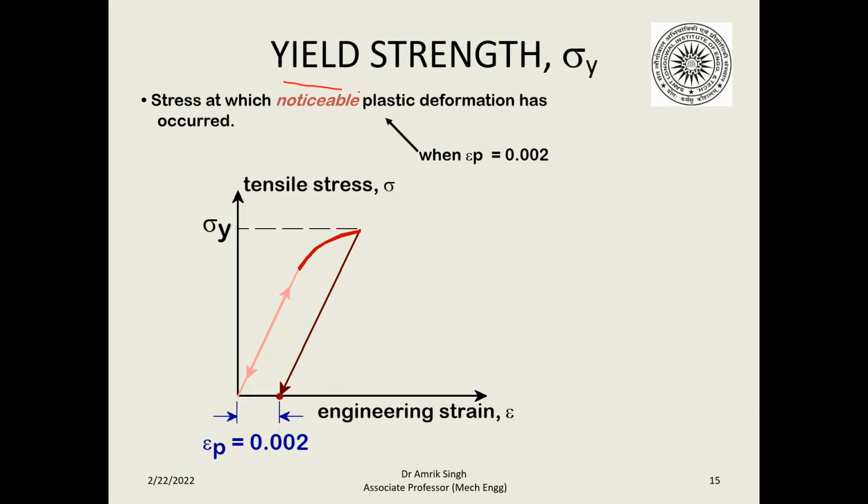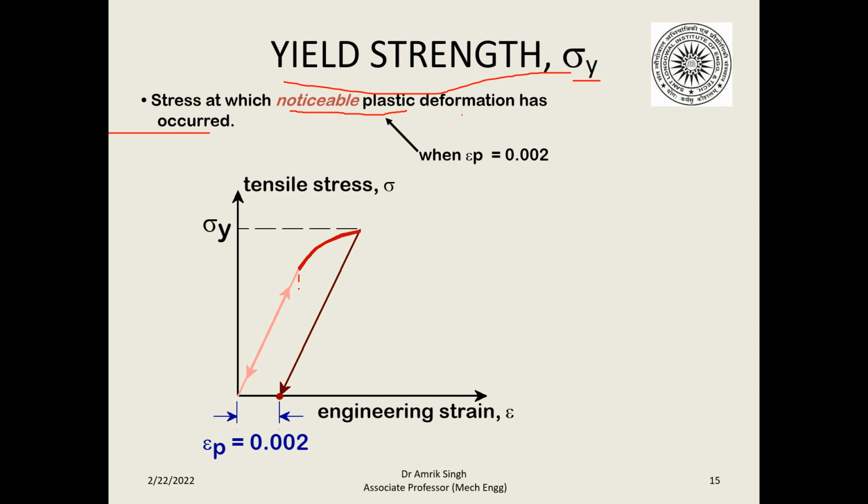But then what is the yield strength? We have discussed yesterday, we have talked of this term, sigma y. So it is the stress at which noticeable plastic deformation has occurred. You see here, up to this point there was elastic deformation, but after this the deformation has changed and it has increased till here.